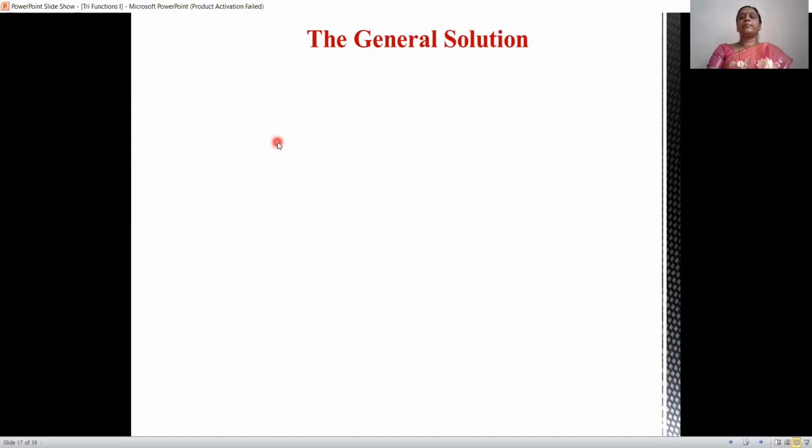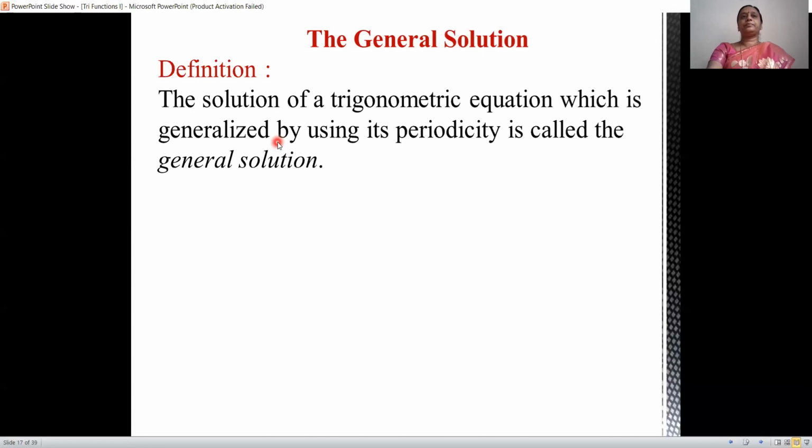Dear students, today we will start the topic general solution of trigonometric functions. First, we will see the definition of general solution. What is the definition of general solution? The solution of an equation which is generalized by using its periodicity is called the general solution.